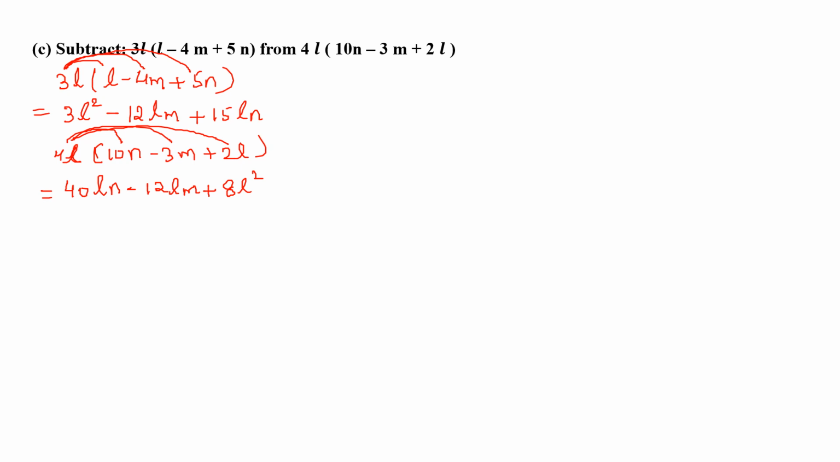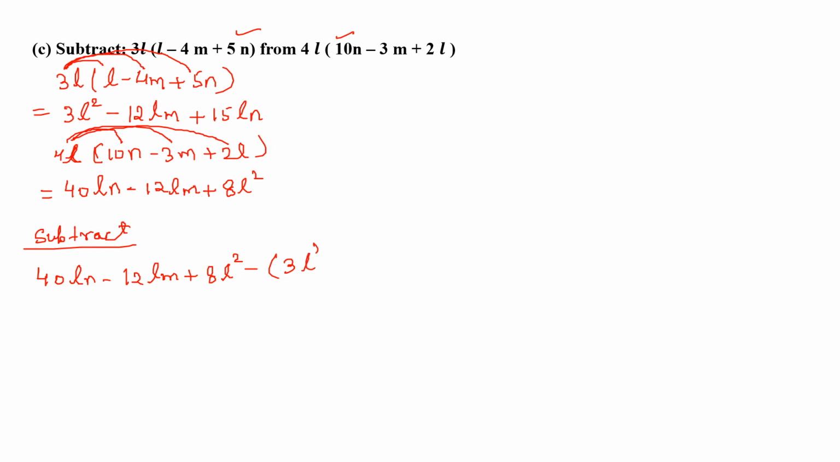Now you have to subtract the first expression from the other expression. So when the question says subtract this from this, always whatever expression is after 'from' will come first. So when you do the subtraction, the expression which will come first will be 40ln minus 12lm plus 8l square minus, now the second expression you have to put in a bracket because it is a subtraction.